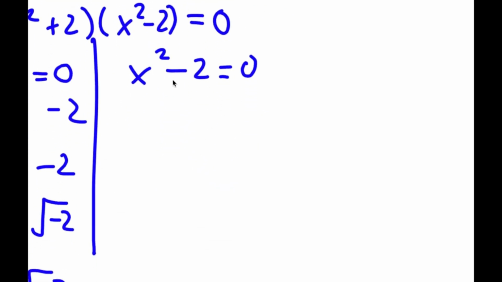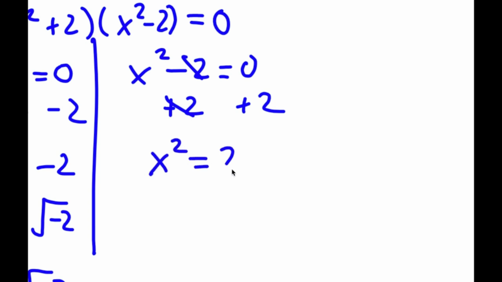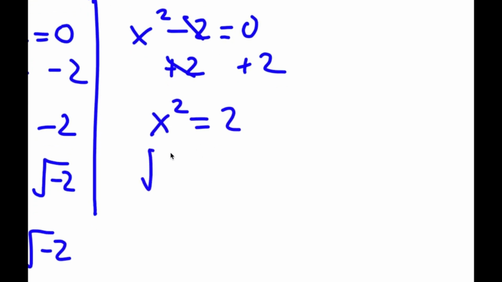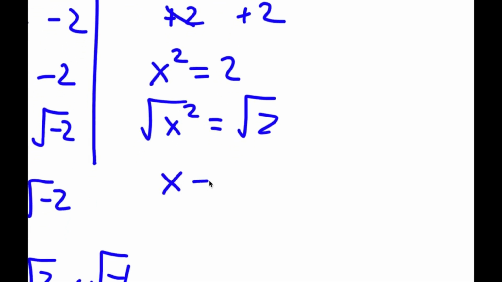Now for this one, I have x squared minus 2 equals 0. So this time I'm going to add 2 on both sides. These two cancel out. And I get x squared is equal to 2. And now I'm going to take the square root on both sides. Square root of x squared is x, so I get x is equal to positive or negative square root of 2.